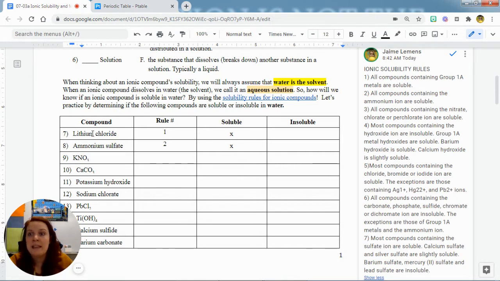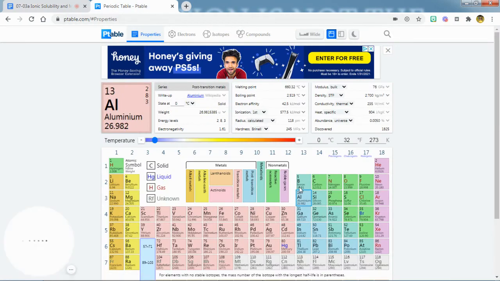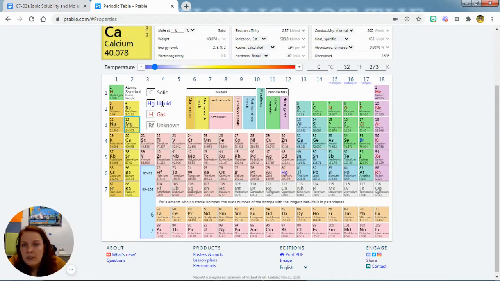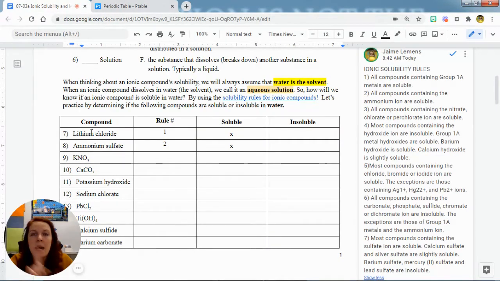So let's first look at lithium, the cation. All right, rule 1: all compounds containing group 1A metals are soluble. Let's take a look at the periodic table here to see if lithium is in group 1A. Okay, so lithium is in group 1A, so we know that lithium is going to make this a soluble compound. But I don't want to just stop at lithium. I also want to make sure I take a look at chloride just in case there isn't an exception to this rule. So let's scan through the other rules until we find the word chloride.